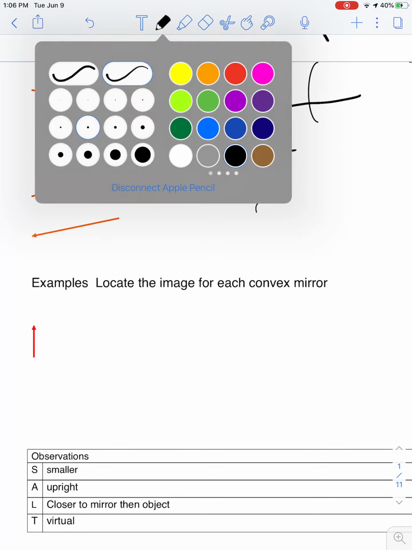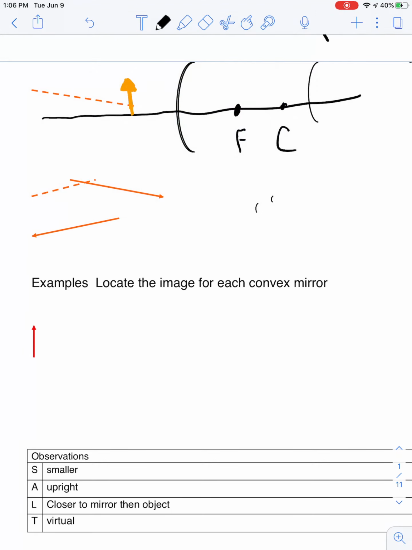Of course you're using rulers, you're using protractors, all that good stuff. You really do have to make your parallel line very parallel to the principal axis. So I am going to do parallel, focus. I'm going to go parallel and then toward the focus with a dotted line. My reflected ray, I can't even draw it. It's going to come back like this. So incident, reflected.